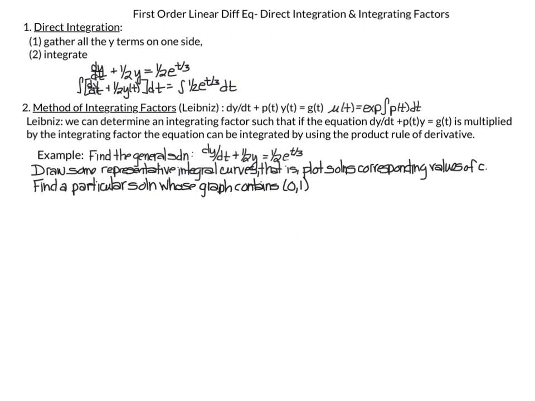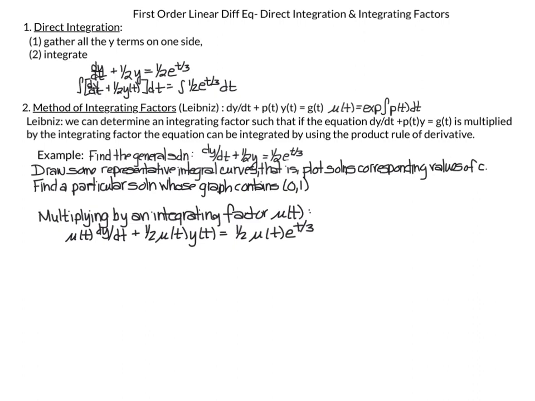And then to finish this problem, we're going to draw some representative integral curves. That is, we're going to plot solutions corresponding to values of c, because when we integrate, we're going to get this constant of integration. And then we're going to find the particular solution whose graph contains (0, 1). So we'll solve for c when we're at (0, 1).